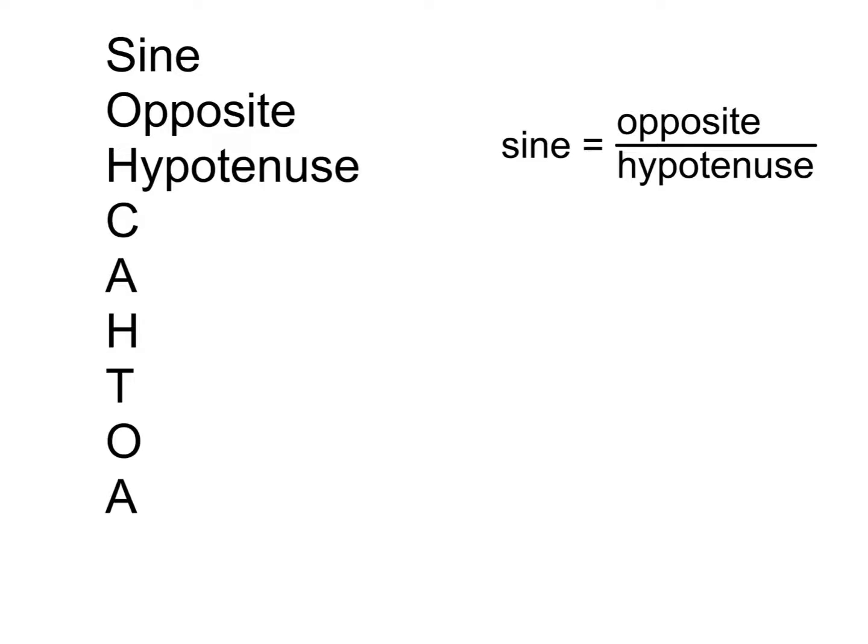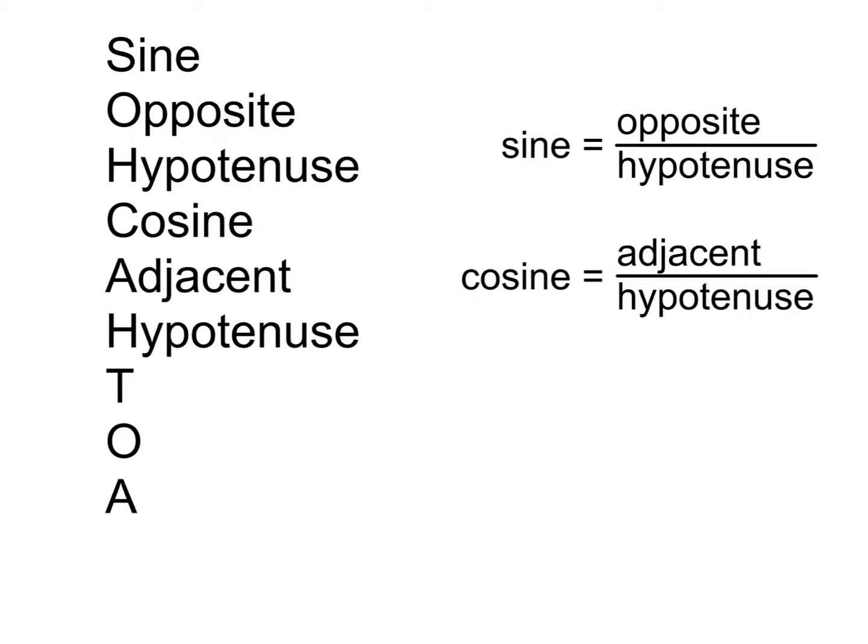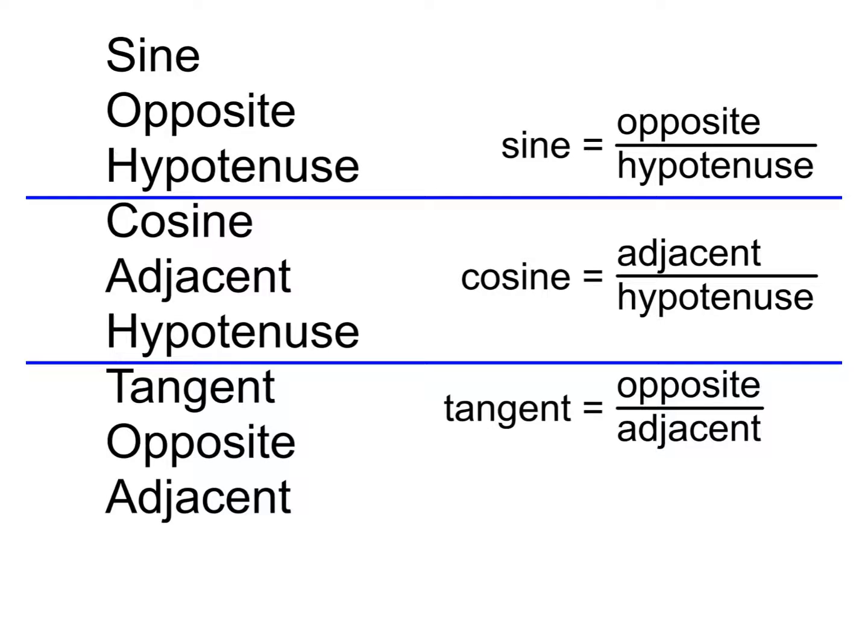Next up is the C. Okay, C's got to be cosine, right? And you notice it goes C-A-H. A must stand for adjacent. H still stands for hypotenuse. So cosine is adjacent over hypotenuse. And then the T, that's tangent. So tangent equals opposite over adjacent. So by remembering Sohcahtoa, you can help yourself to remember what sine, cosine, and tangent all equal.